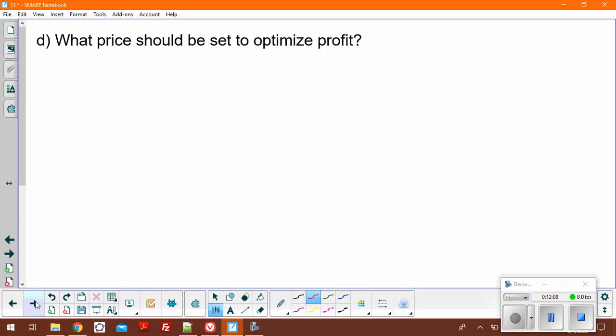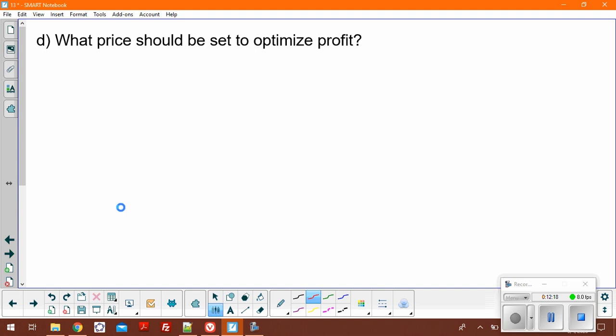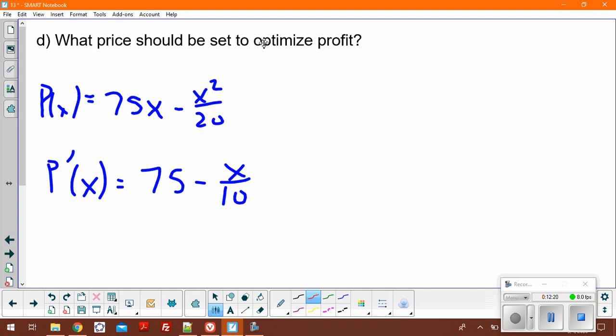Okay, last thing. What price should be set to optimize the profit? Okay. So I'm going to bring both my functions over here just to talk about briefly. Okay. But to optimize profit, I want to make the most possible money. Okay. My original function, p of x, okay, this is quadratic. Okay. And it's got a negative in front of the squared part, right? So it's kind of your classic parabola that looks like that. So the optimal profit will occur at the vertex.